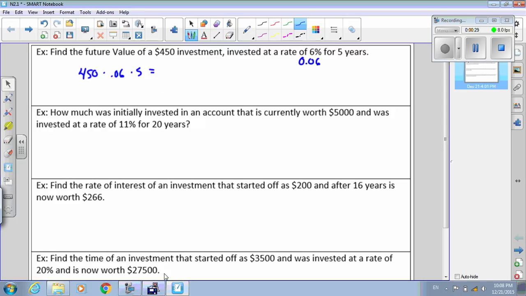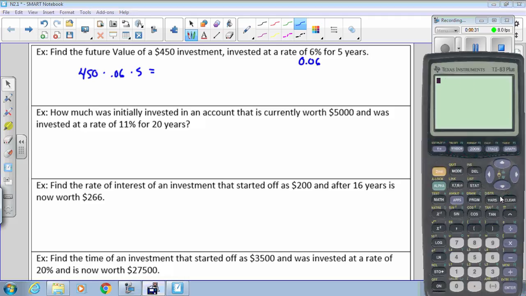So let's do that on a calculator. So I have 450 multiplied by my rate, 6/100, or 6% if you wish, multiplied by the number of years. So this is the amount of interest I've generated, $135 in interest.